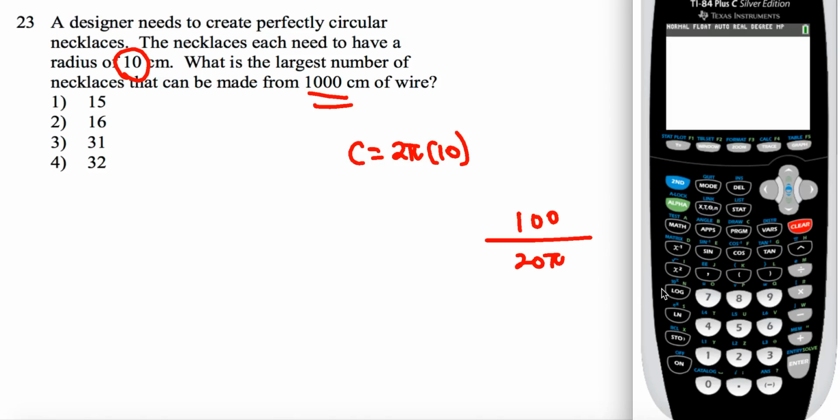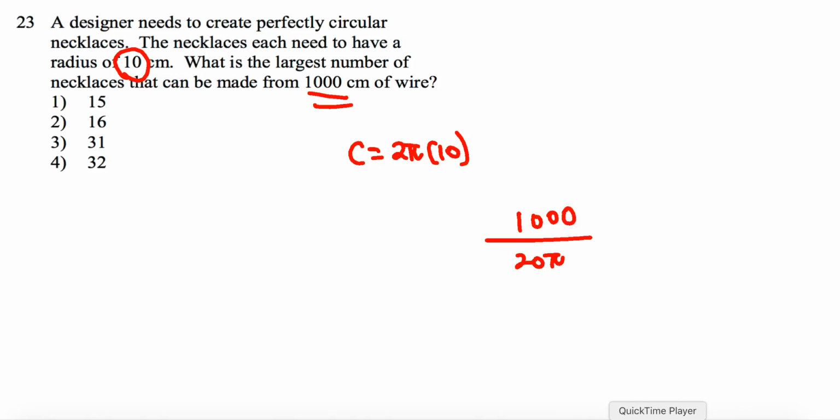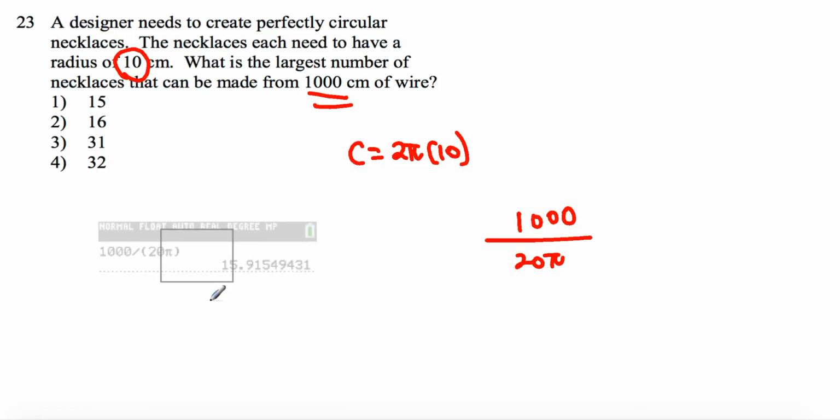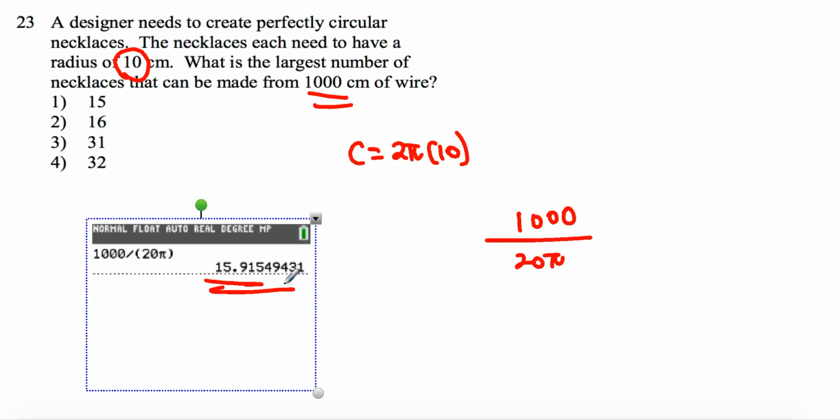So here 1000 divided by parentheses 20 pi. Alright, so we get 15.9. That doesn't mean that actually we can make 16, because we don't have quite enough to make the 16 necklaces. So therefore our answer will be only 15. Alright, let's look at the next question, number 24.